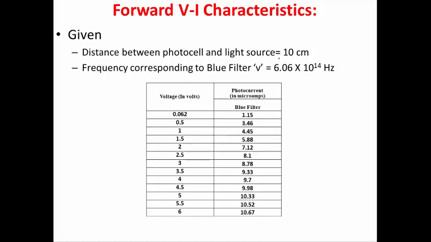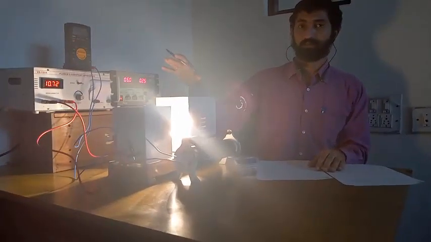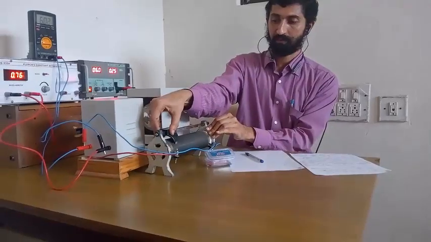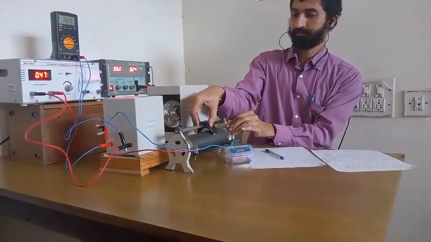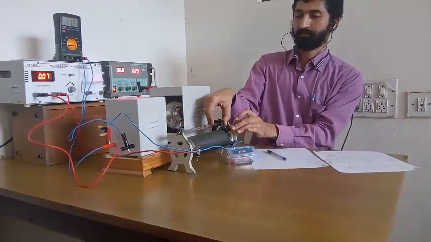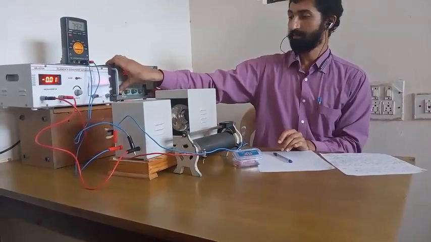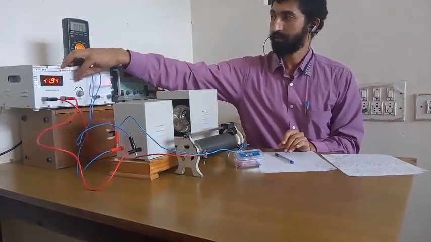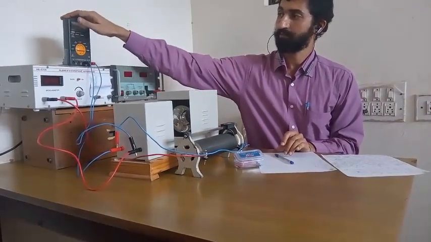And also here we are noting down the distance between the photocell and the light source. After completing this forward VA characteristic, we are supposed to reduce the rheostat. So let us switch off the battery and the other instruments.